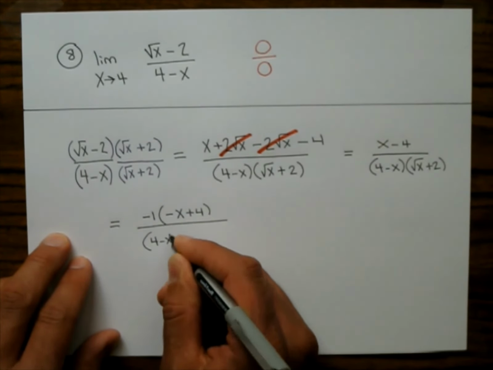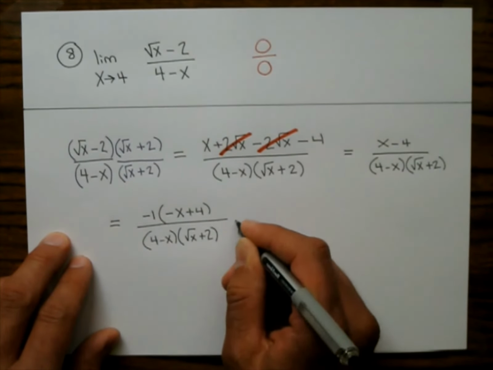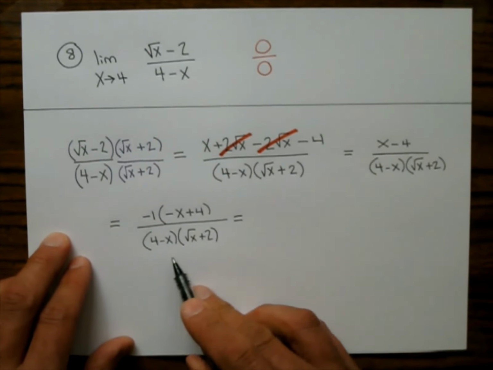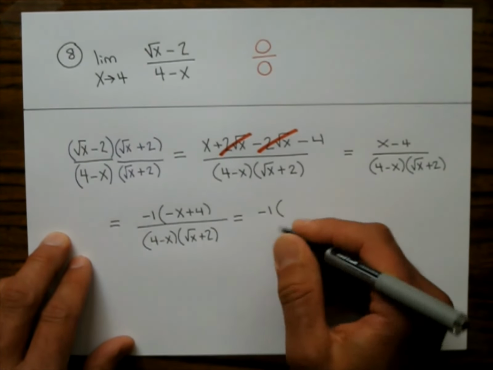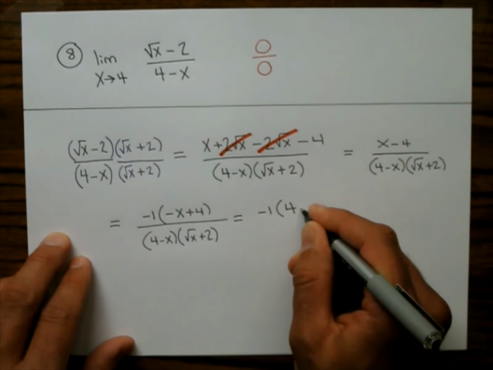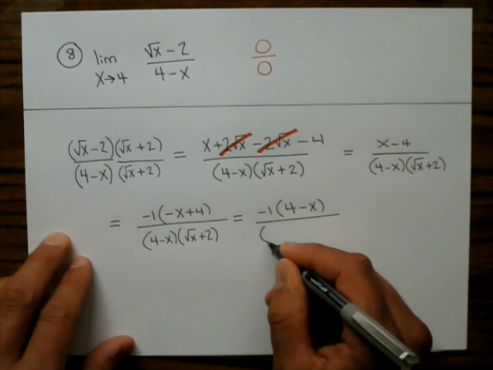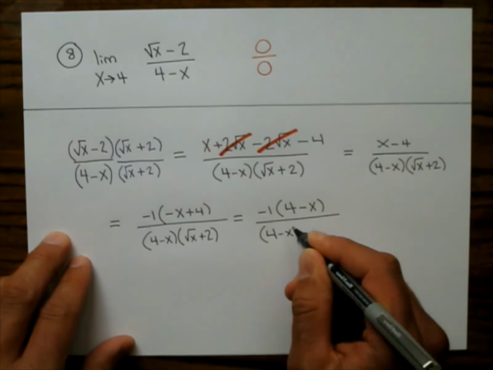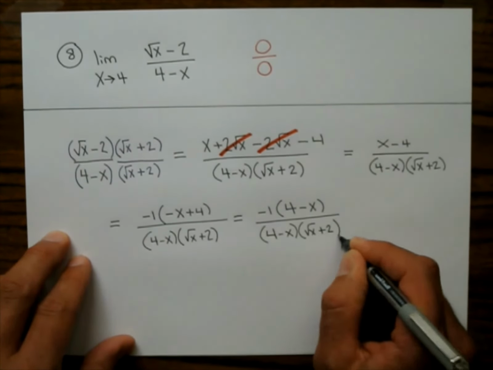4 minus x, root x plus 2. And some of you are ready to just cancel, but I'm going to rearrange those terms. So I'm not doing any factoring. I'm just rearranging it. So I'm going to write 4 minus x on the top times that negative 1. And then we have 4 minus x on the bottom. Then we have root x plus 2.